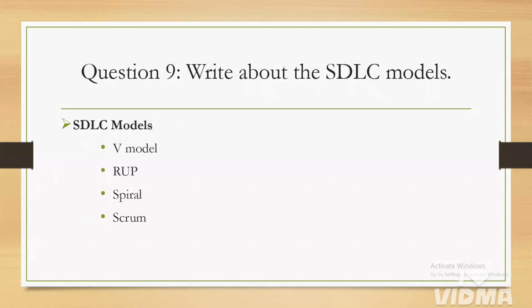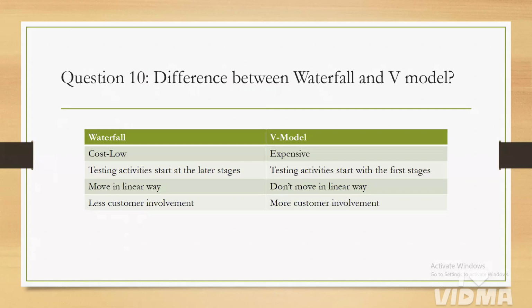Here we actually have five models: waterfall, V model, RUP, spiral, and scrum. So these are the five models. Okay, and you need to write down all the models, like what waterfall is and which methodology it belongs to, and what V model, RUP, rational unified process, spiral and scrum are. You need to write down all the definitions of the models. Then, between waterfall and V model, there will be a difference.